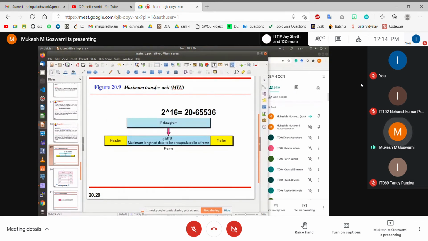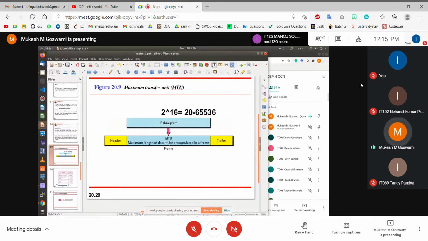and for each and every hardware we have a well-defined value of MTU, that is the maximum length of data that can be encapsulated in the frame, right? So remember, the frame is not only data, but you also need to put up some header and you also need to put up some trailer. In the header part, you will be having MAC address, source MAC address, destination MAC address. In the trailer part, you will be having error correction code, error checking code rather. Okay. So MTU means the maximum length of the data that can be encapsulated inside the frame.